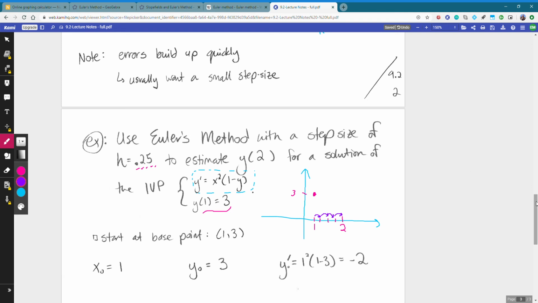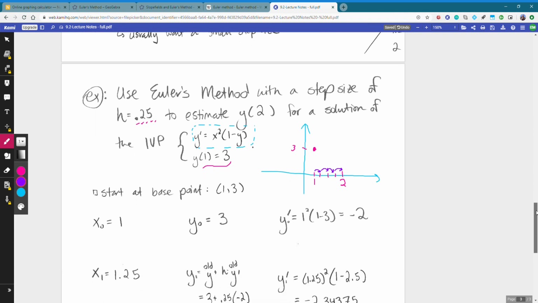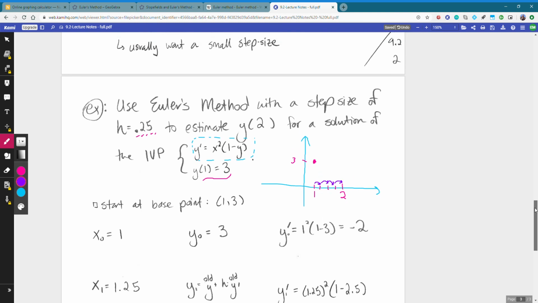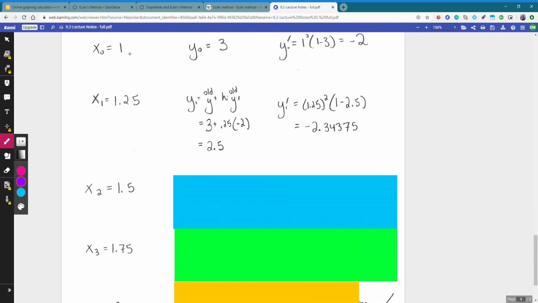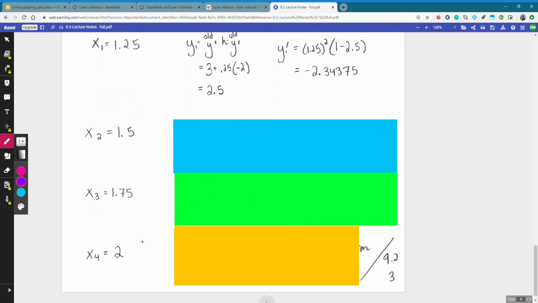And so right away, we can start setting some things up. We know that our base point is (1, 3), and ignore the stuff on the right for now. Don't look at it. We can already set up our x values as 1.25, 1.5, 1.75, and then 2. And that's where we'll be done with our approximating.